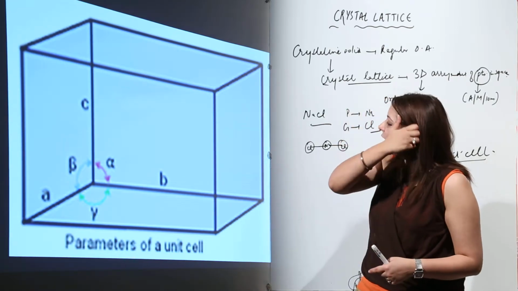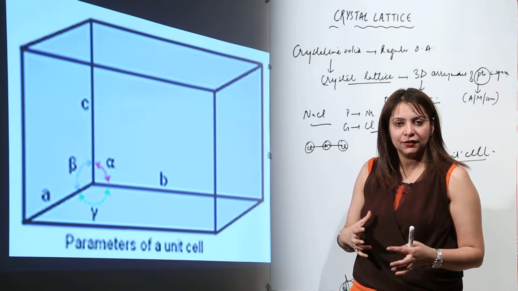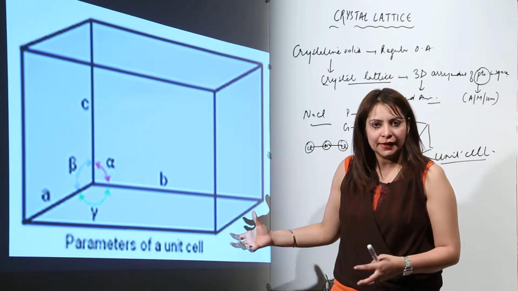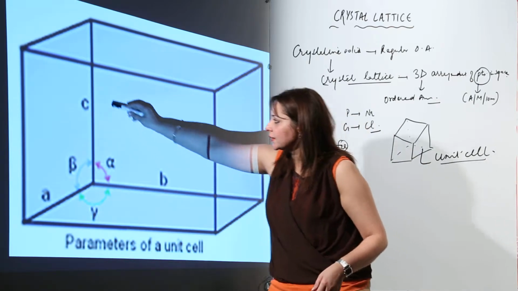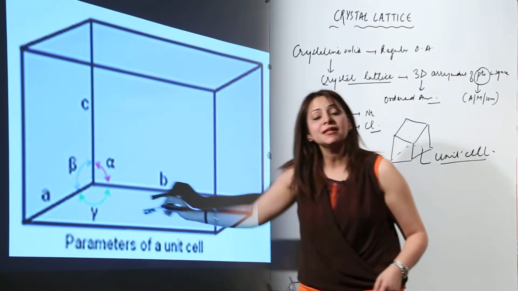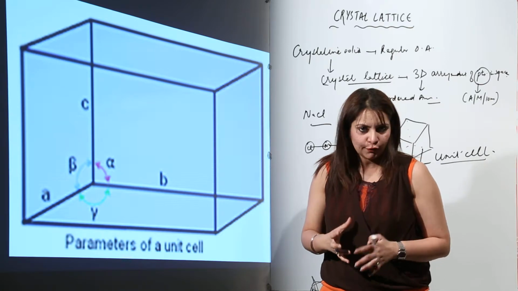Here we have certain characteristics again which define this unit cell in a better way. What is that? See, you get to see these edges, or you can say these sides. These sides are called the edges of the unit cell.